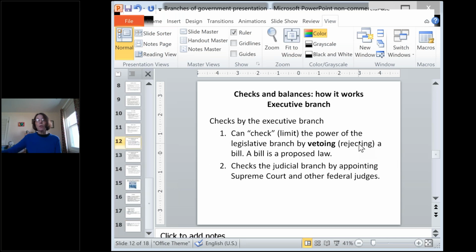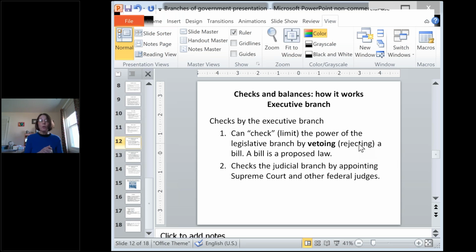Okay, so let's see how checks and balances work. Let's first look at the checks by the executive branch. Check basically means they can limit. The executive branch can limit the power of the legislative branch by vetoing or rejecting a bill. A bill is basically a proposed law. The Congress passes laws, but they first are bills. They're proposed. They're not laws until they're passed by both houses of Congress and the president signs them.